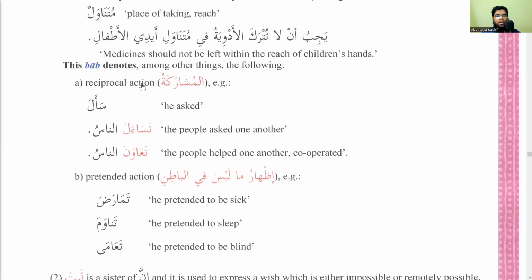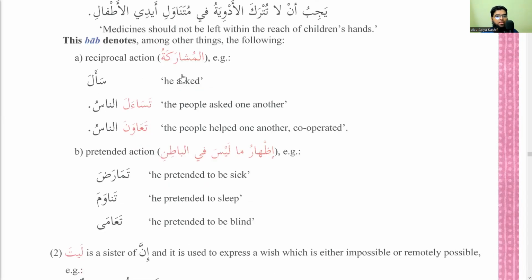Among the meanings, al-musharaka. Like sa'ala, he asked. Just one person asking will be he asked. But many people asking will be tasa'ala. Tasa'ala nasu. The people asked one another. Because Arabic is so vast, they created a verb for it. Right? Form 6 is used for that.